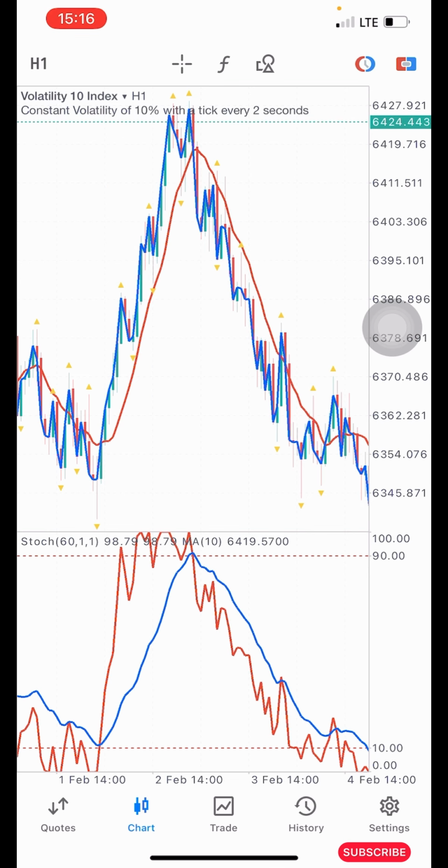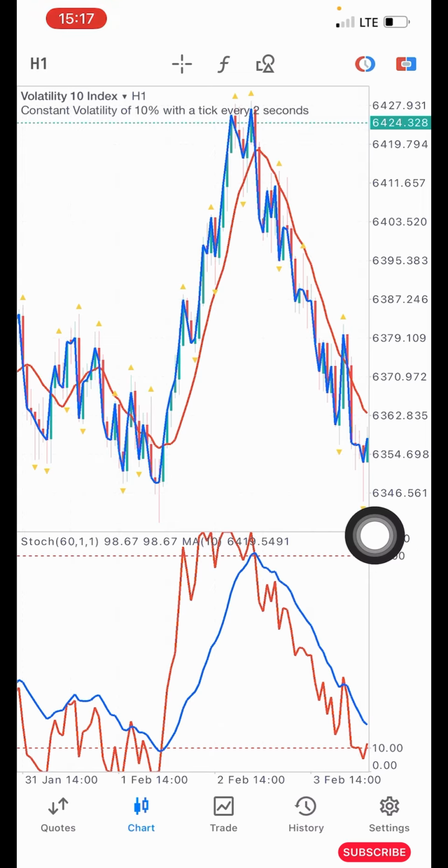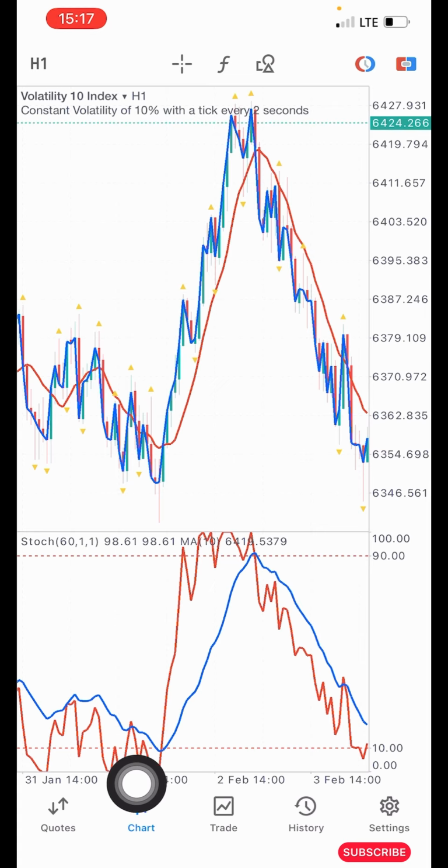All right, so you zoom in 3 times. That's the zoom level for this. Now, how does the strategy work, what's the condition? The first condition is that you want to allow this blue line here, very important, to get to the 90 level. When it gets to the 90 level, you look for sell trades. When it gets to the 10 level, you look for buy trades.